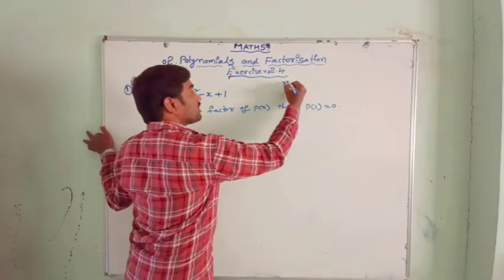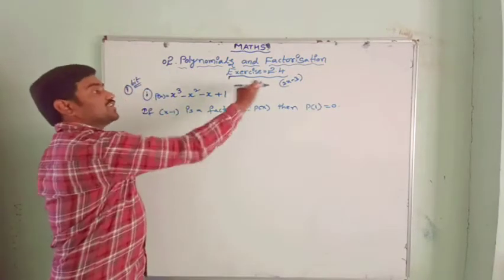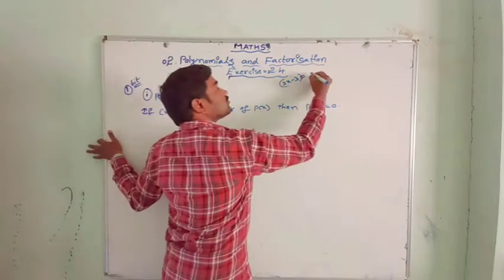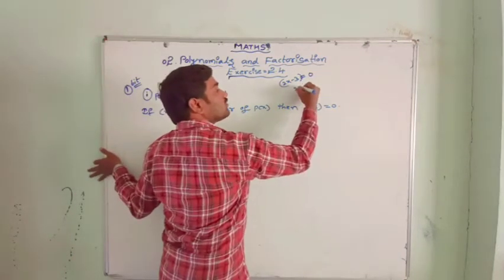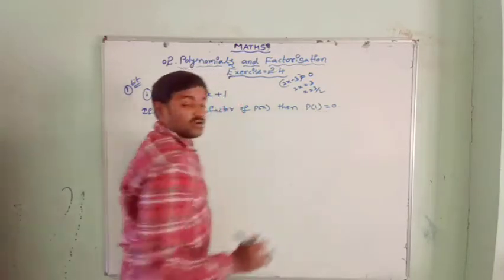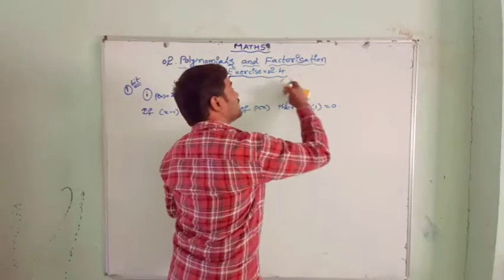Suppose 2x minus 3 is a factor of this polynomial or not. Then what will we do? This 2x minus 3 equal to 0, then 2x equal to 3, x equal to 3 by 2. That means p of 3 by 2 equal to 0. You should do it as we did in the remainder theorem. In the same way we have to do it here.